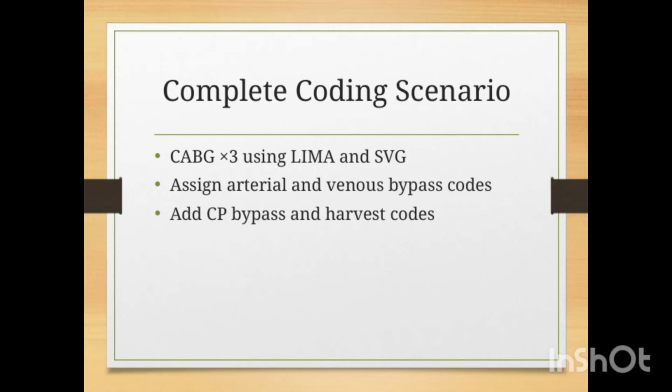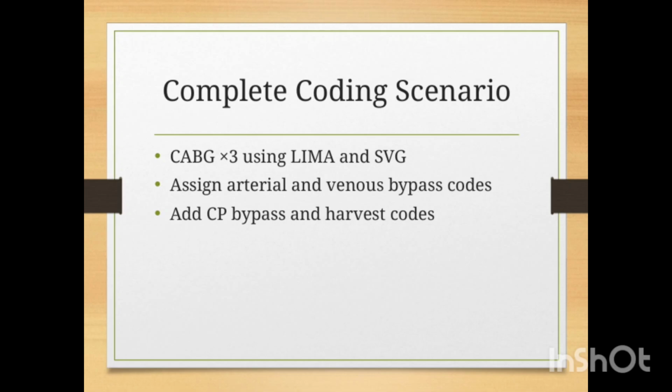Now, let's look at our final scenario involving CABG, or coronary artery bypass grafting, performed 3 times using both the left internal mammary artery, or LIMA, and the saphenous vein graft, or SVG. First, it's important to assign the correct arterial and venous bypass codes to accurately reflect the procedures performed. This step ensures our coding is precise and compliant with guidelines.